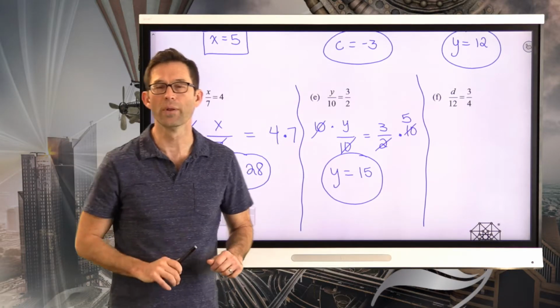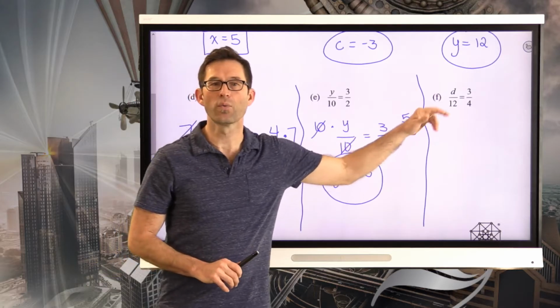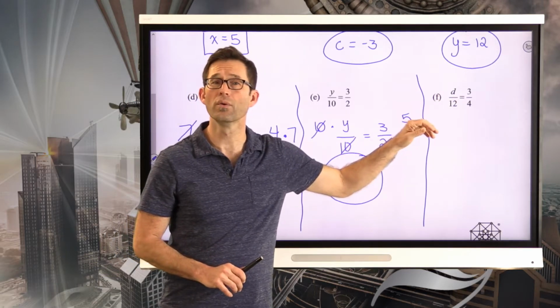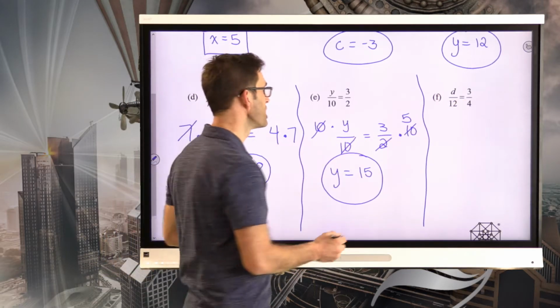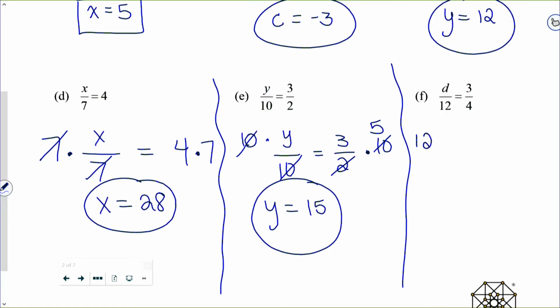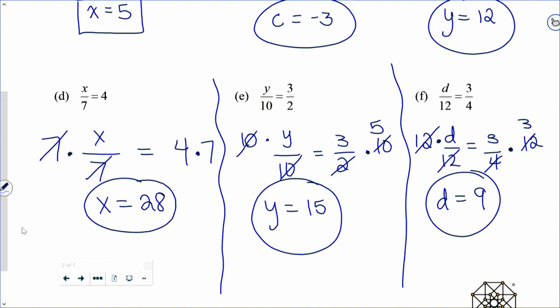All right, let's go through it. So we've got d divided by 12 is equal to 3/4. What I want to do is multiply by 12 on both sides. Okay, so I'll get the 12 times d divided by 12, is that equal to 3/4 times 12? Cancel. 3/4 times 12, 4 goes into 12 3 times. 3 times 3 gives me d equals 9.